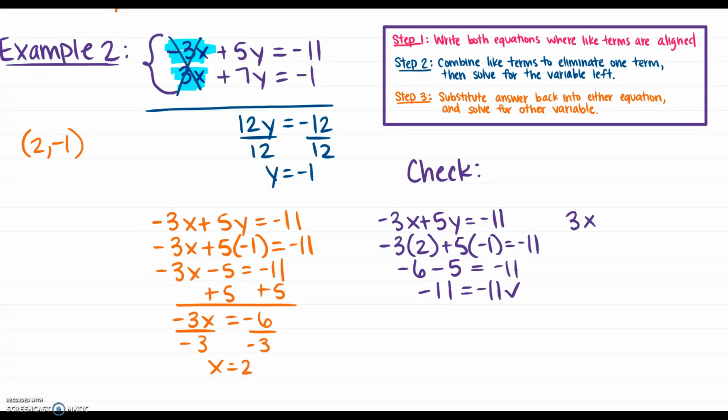We have 3x plus 7y equals negative 1. So I'll have 3 times 2 plus 7 times negative 1 equals negative 1. 3 times 2 is 6 minus 7 equals negative 1. 6 minus 7 is negative 1, so it also checks out.